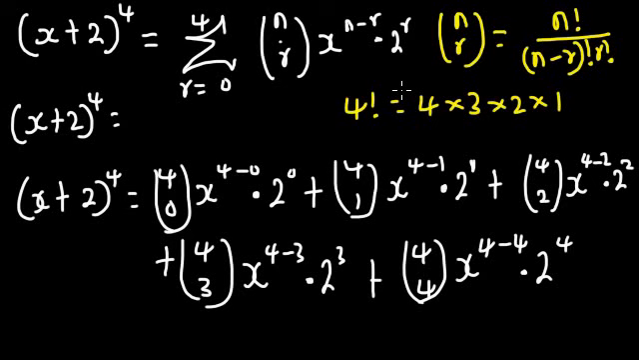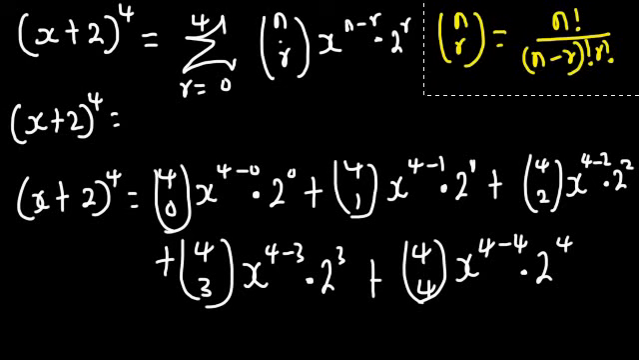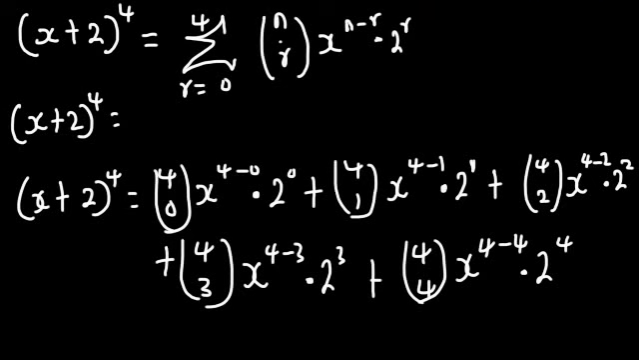Now, you know that n is the power already and r is the values that are approaching n. So we can proceed on finding the factorial of all the other 4 values. So 4 combination 0 will be 4 factorial divided by 4 minus 0 factorial, then multiplied by 0 factorial.